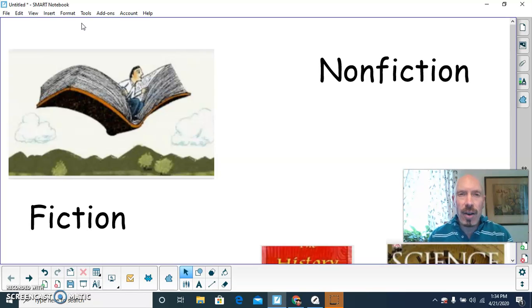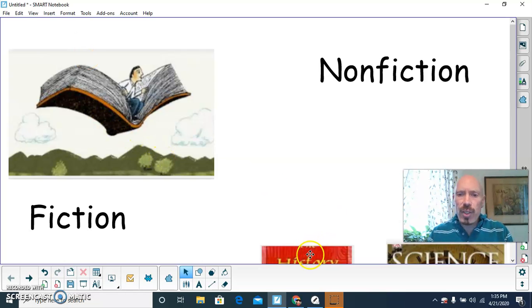It doesn't necessarily have to deal with magic or unicorns or dragons or spaceships. It could just be a made-up story, a fantasy about real life even. But it's not true. It's just written to entertain. Now, of course, nonfiction writing can be entertaining too, because we like to be informed. But these are not in story format.